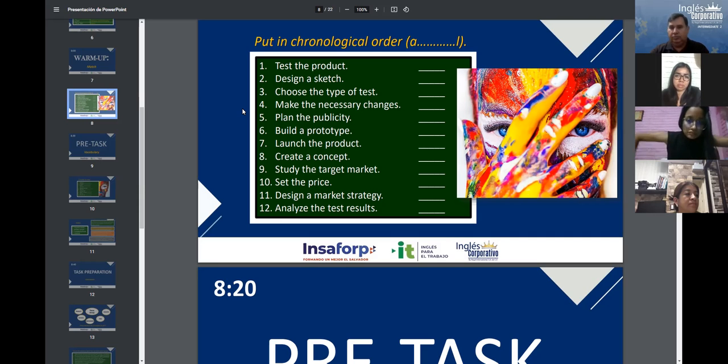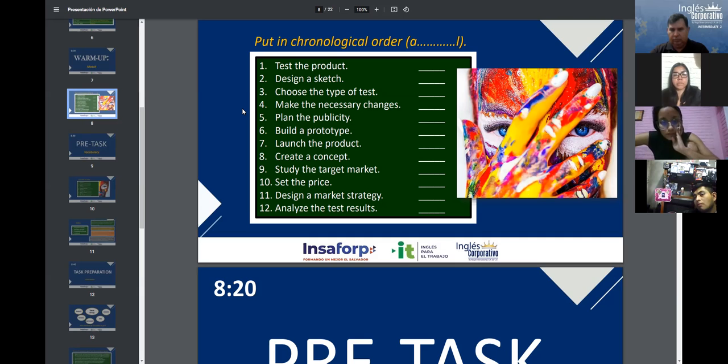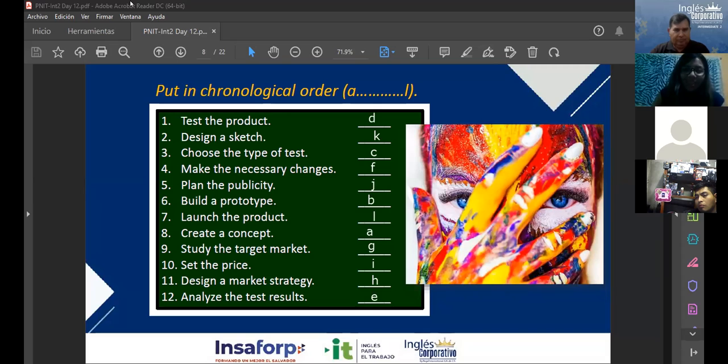And set the price. No, the next can be make the necessary change. That we can test a product, but we have some issues or errors, and we need to correct them before we make the publicity and market about the product. We need to make the necessary change. I don't know if I can understand. Yeah. Oh, sorry, letter 12 said analyze the test results. Backward. Yeah.